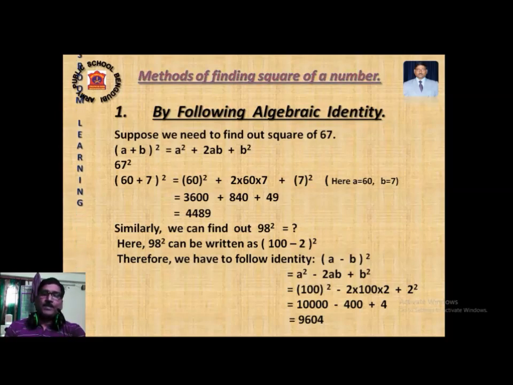Let's take another example, 98 square. So 98 can be written as 100 minus 2. That means I can follow the second algebraic identity, (a minus b) whole square, where a is 100 and b is 2. That means a square minus twice ab plus b square. So 100 square minus 2 into 100 into 2, plus 2 square. On squaring, I am getting 10,000 minus 400 plus 4. After solving, the result is 9604. So this is the way we can find the square of a two-digit number.